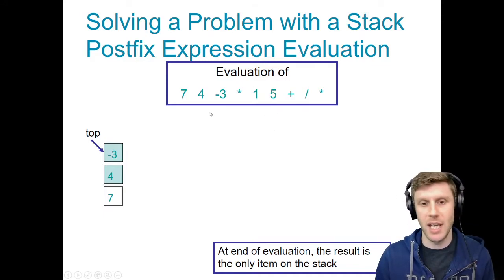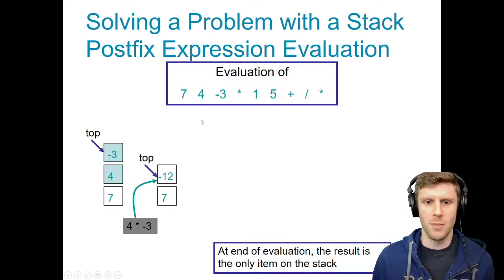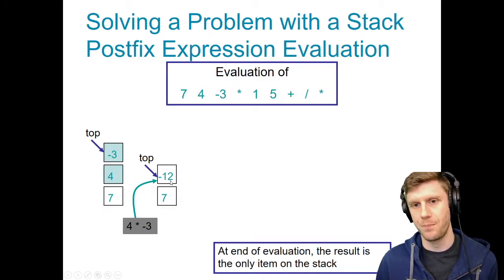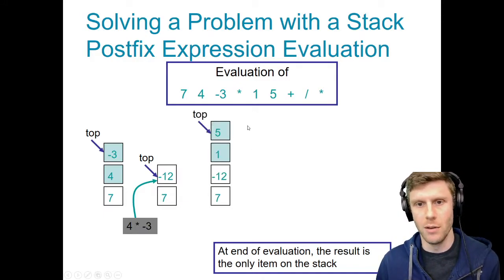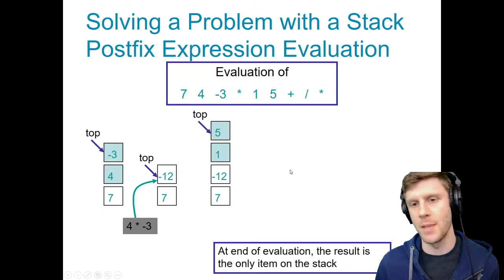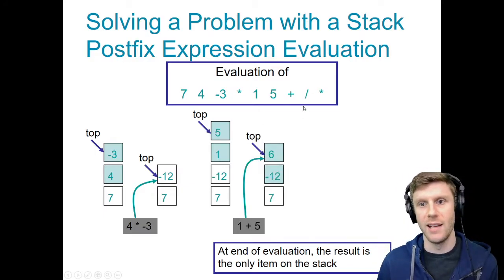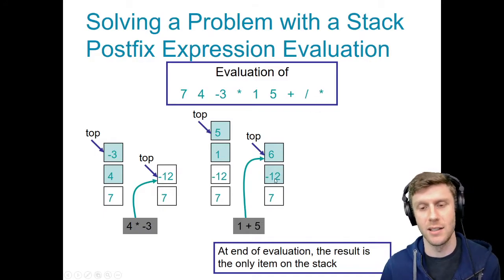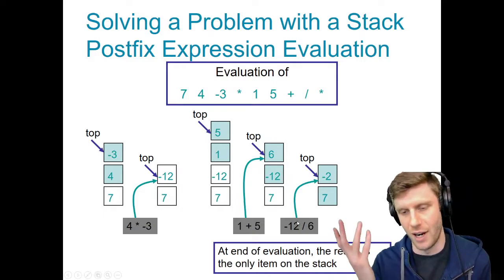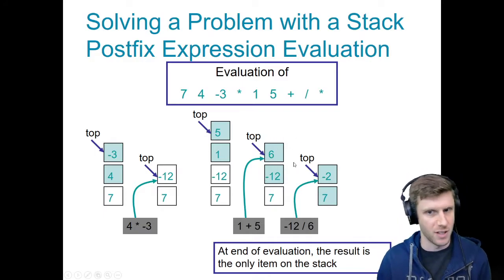But then we see the multiplication. So what do we do? Well, take off the negative 3 and the 4 and apply the operator, which is multiplication, and then put the result on the stack. So that's why we end up with negative 12. Then we see a 1, okay, push the 1. We see a 5, push the 5. Then we see plus. So we pop off 5 and 1, add them together, and put the result on the stack. So 5 plus 1, and then 6 goes on the stack. Then we see divide. Okay, we'll take 6 and negative 12, apply the operator. I guess this is how I defined the order to happen, but it really would matter if we were doing negative 12 divided by 6 or 6 divided by negative 12.